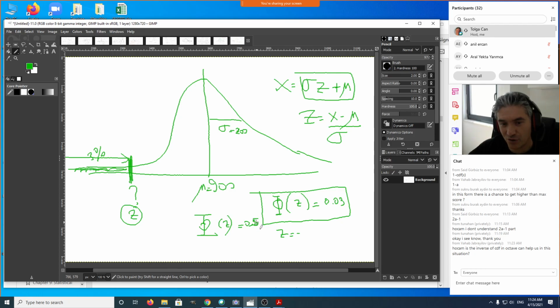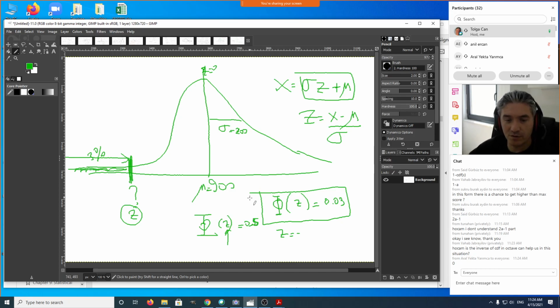The area under the curve, 0.5. What is that value z here? It is 0, right? Because it's symmetric, it's centered around the origin. So for z equal to 0, half of the population lies to the left, half of the population lies to the right. In Octave Online, you can use the inverse CDF function.